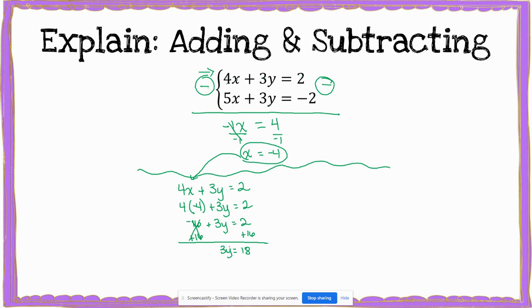Now, to get y by itself, I need to get rid of my 3, so I will divide by 3 on both sides of my equation. My 3's cancel to leave me with y equals, and 18 divided by 3 is 6, so my y value is 6. That means that my ordered pair is that x is negative 4 when y is 6.